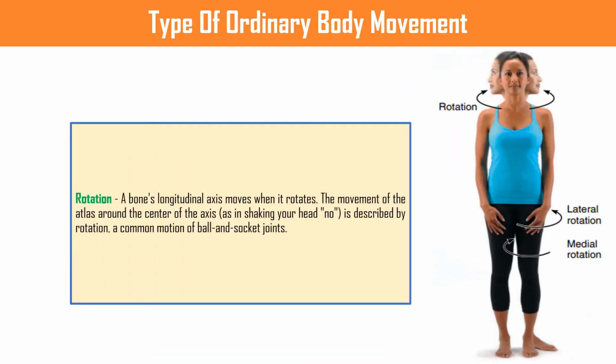Next is rotation. A bone moves around its longitudinal axis when it rotates. The movement of the atlas around the axis, as in shaking your head for no, is described by rotation, a common motion of ball and socket joints.